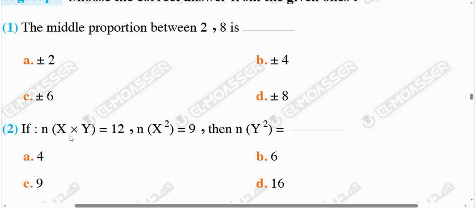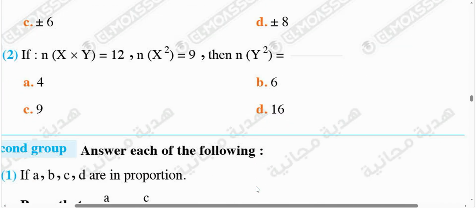The number of elements in x Cartesian product y is 12, and the number of elements in x Cartesian product x is 9. This means the number of elements in x will be 3. 3 times 4 equals 12. Then 4 to the power 2 will be 16. Choose letter D. The answer here will be letter D.